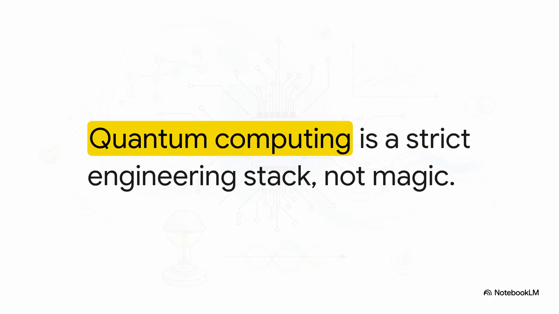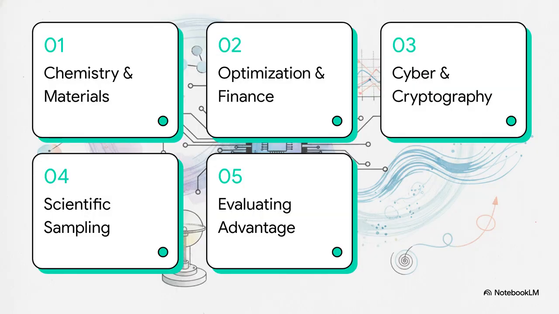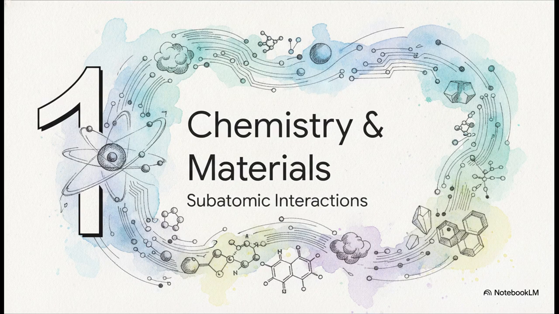A quantum program isn't just a magically faster version of a normal app. It's a highly specialized computational kernel, basically a circuit, wrapped up in a heavy classical framework that manages optimization, data preparation, compilation, and post-processing. To unpack all of this, we have a really solid agenda. We'll methodically dissect these applications across 1. Chemistry and material simulation, 2. Optimization, logistics, and finance, 3. Cybersecurity and cryptography, 4. Scientific sampling and physics, and finally 5. Evaluating advantage claims.